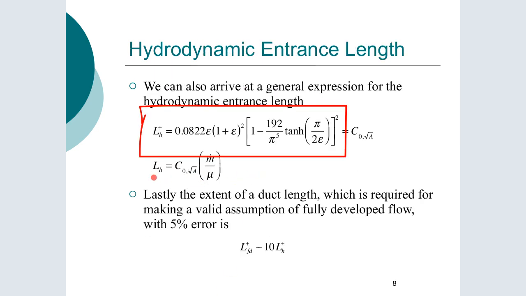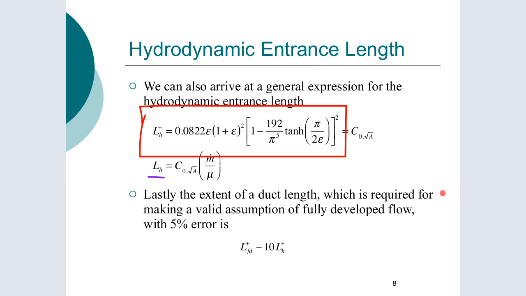Okay, so we have L_H is that value, multiplied by the mass flow rate divided by the viscosity. All right, so that allows us to calculate what the entrance length would be in our channel, if we're not sure how long it should be.